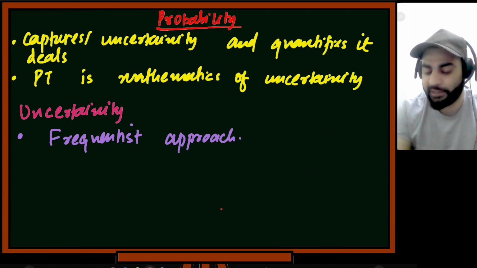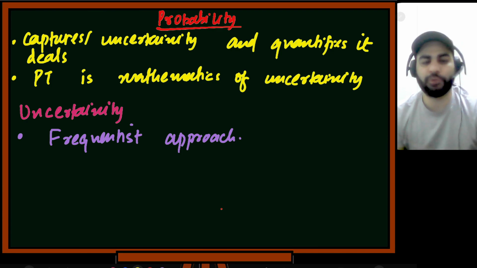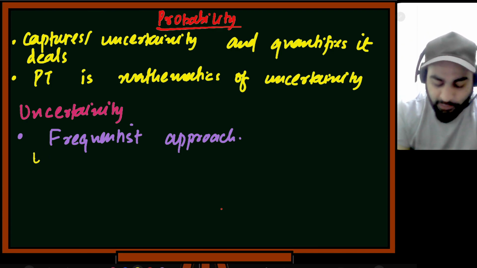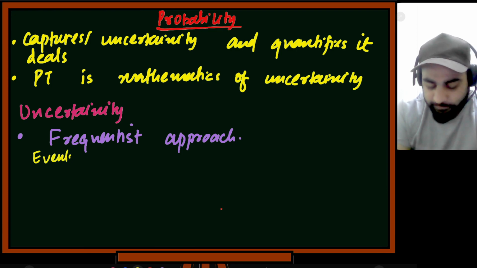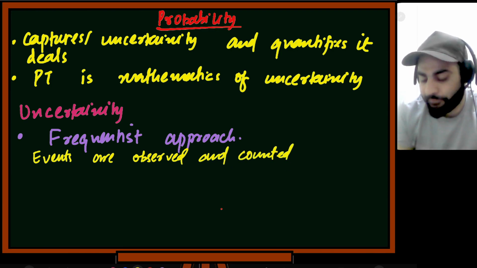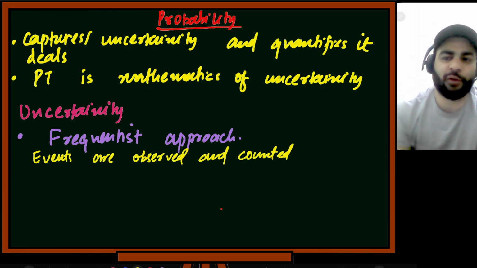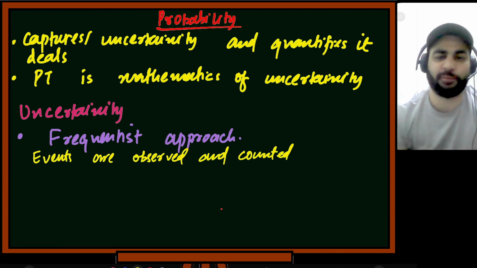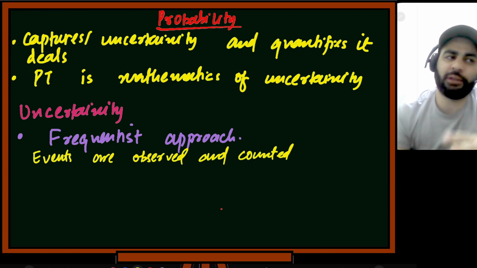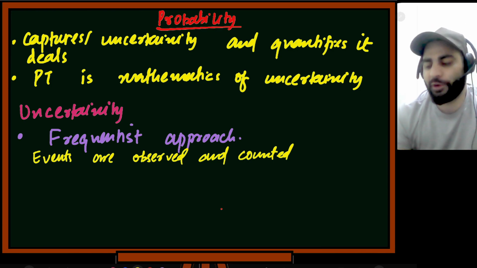So what is the frequentist approach? If I write it in words, basically events are observed and counted, because now we have a lack of knowledge. That's what I said, probability means lack of knowledge. Let's suppose you are now tossing a coin, and you don't know whether head or tail will appear. Why don't you know?